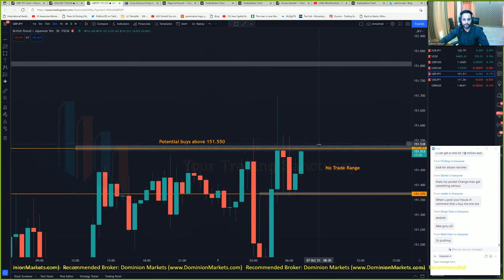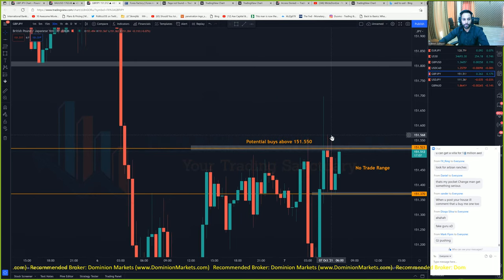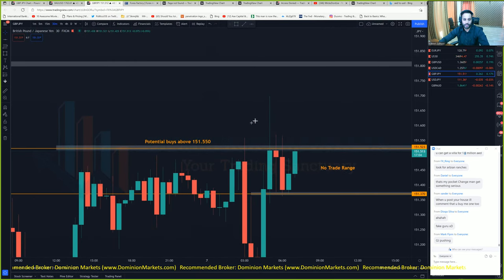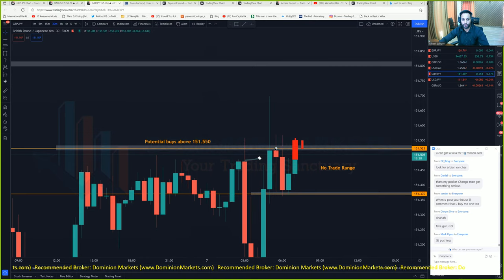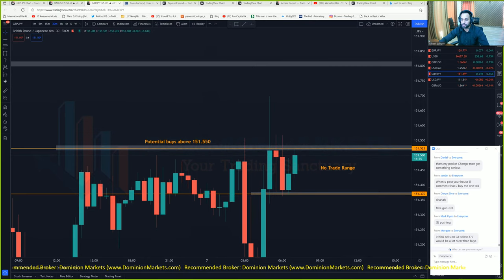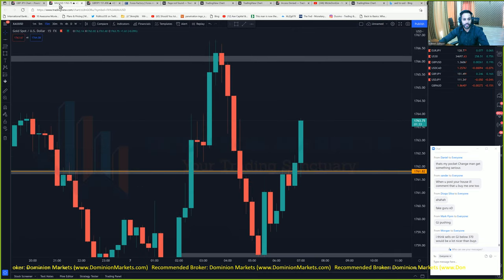GJ needs to close above 151.550. The only problem with GJ is this whole area right here. This is like a rejection area, even up over here, because look at all these candles. The only thing they have in common is they couldn't close above, couldn't close above, couldn't close above. So we need at least one candle to close like this, so then we can anticipate the next candle to continue bullish. That's what we need, right? We need a candle to close above that area. Otherwise, nothing's happening at that point.